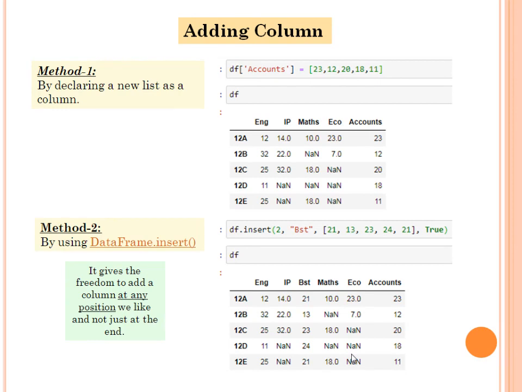For adding columns, we have three methods. The first method is by declaring a new list as a column. So here, children, I am declaring a new list of students according to each section, and my subject is accounts. Of course, this is a statement, this is not a function. So the changes made are directly done in the table or the data frame. Clear? So we'll move ahead and see another function, the insert function.